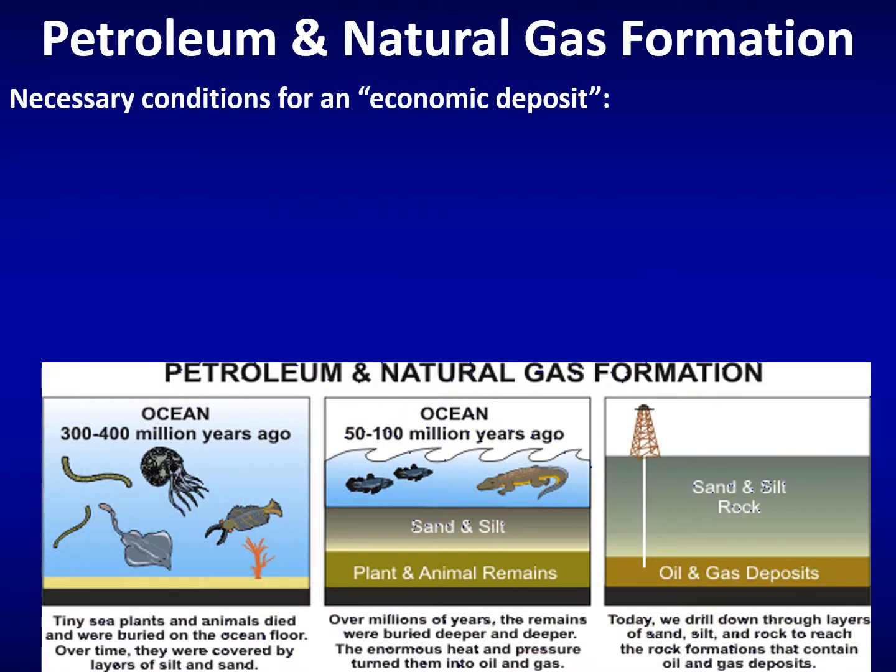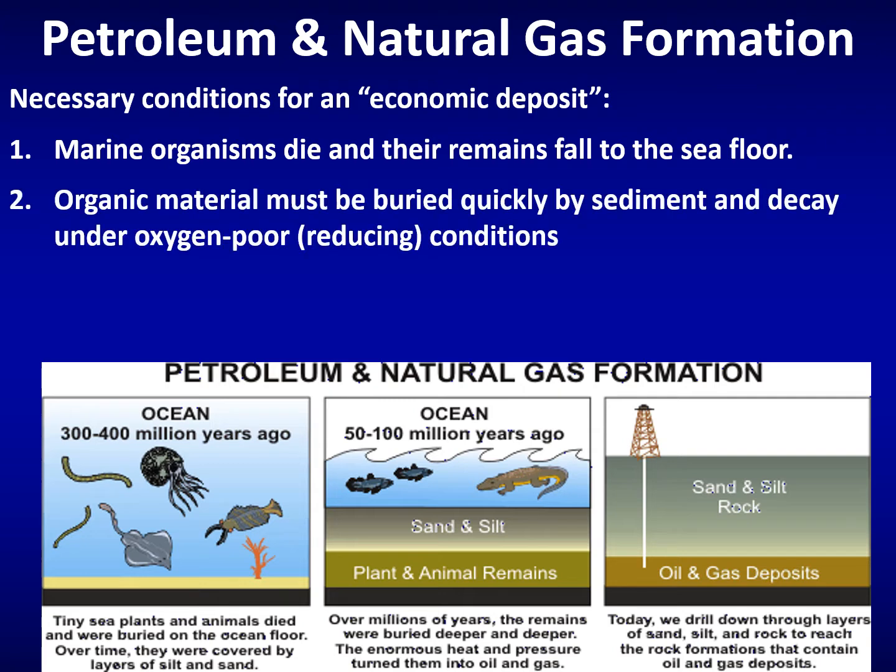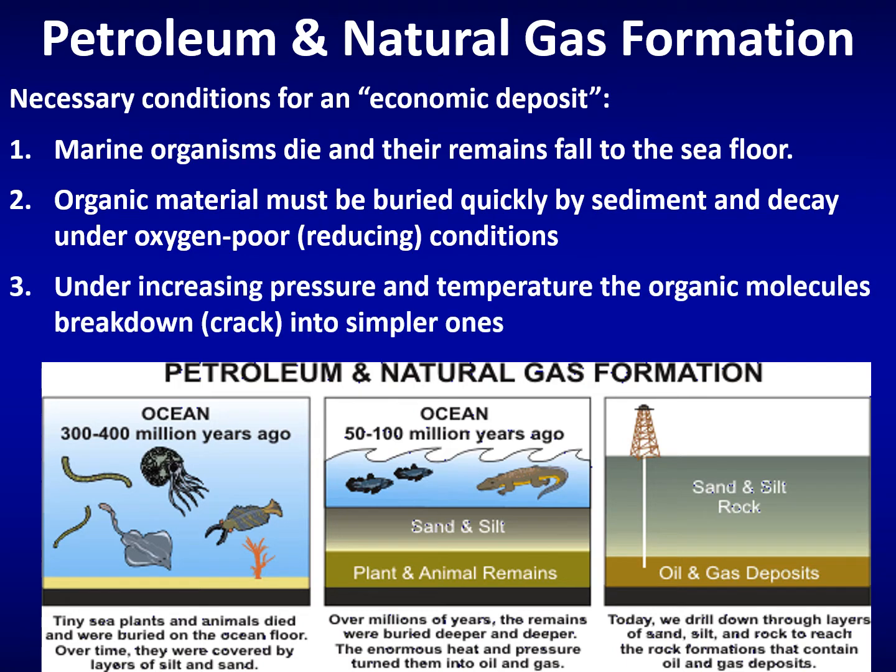So what is necessary to produce an economic deposit of petroleum or natural gas? Well, marine organisms are necessary. Petroleum and natural gas ultimately come from marine organisms that die and have their remains fall to the seafloor. The organic remains must be buried quickly by sediment and decay under oxygen poor or reducing conditions. And under increasing pressure and temperature, organic molecules break down or crack into simpler ones. And so that's what's shown in the schematic and the diagram here. You can take a couple of minutes to look through it.